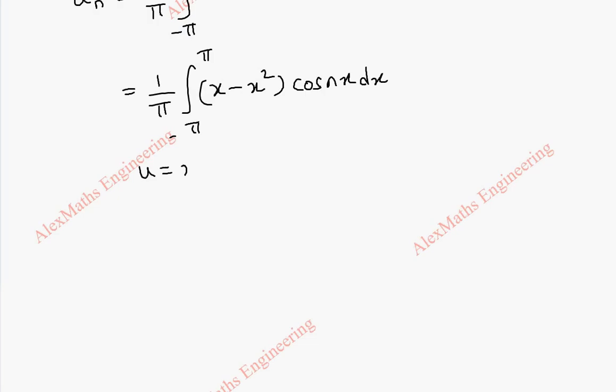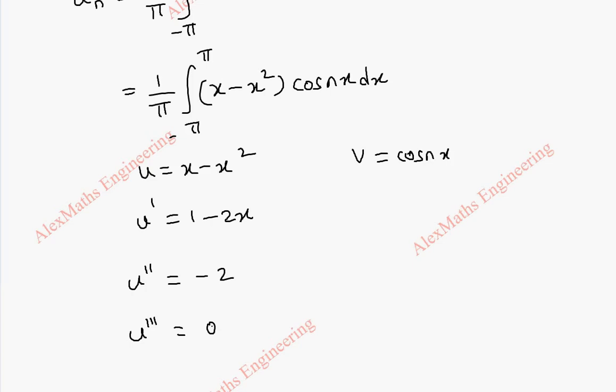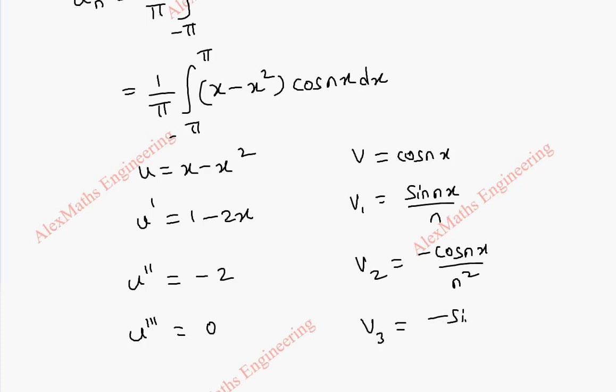So u is x minus x square and v is cos nx. From this we are going to find u dash, which is 1 minus 2x, u double dash, which is minus 2, u triple dash, which is 0. From this v1, the integration of cos nx, is sin nx by n, and v2 is minus cos nx by n square, and v3 is minus sin nx by n cube.